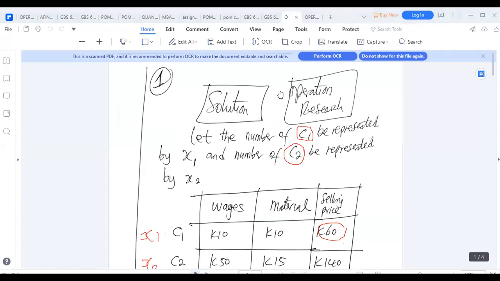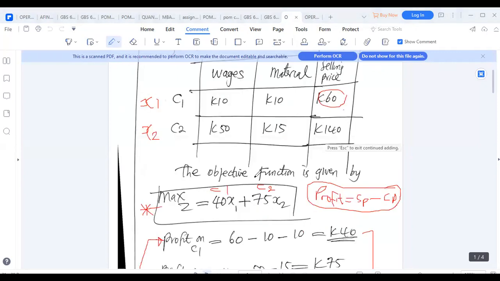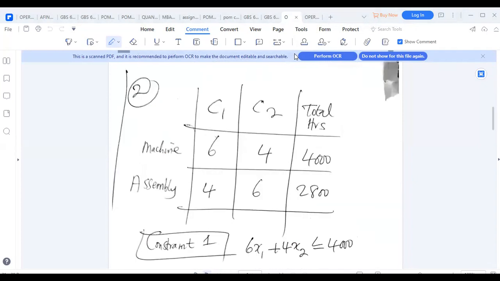Okay, so we can continue now. Here we have the objective value function, which is given by 40x1 plus 75x2, which is this one we have gotten. And then here, what is happening is that we have our x1 and our x2.